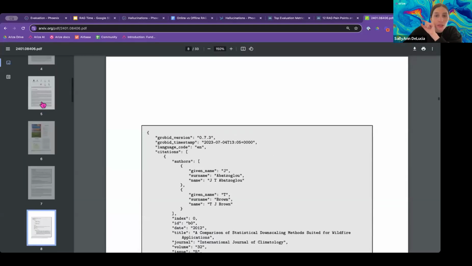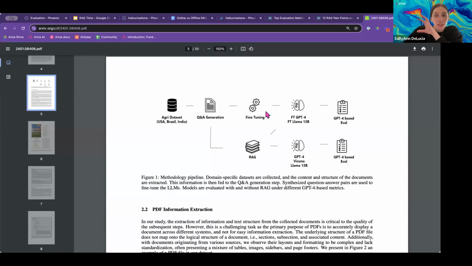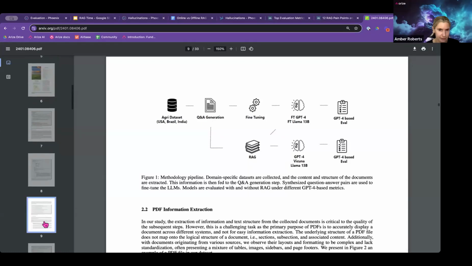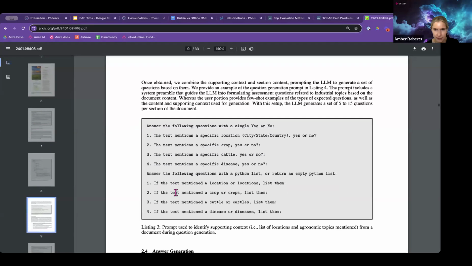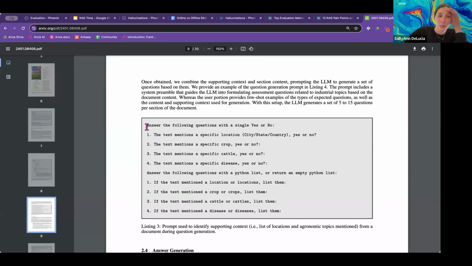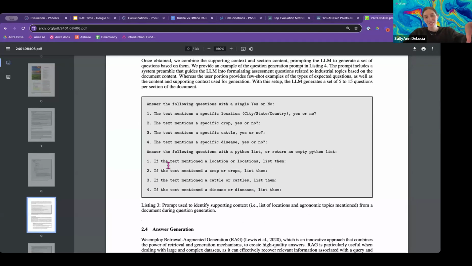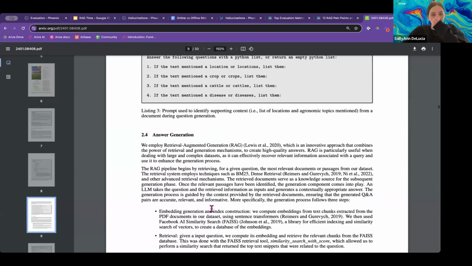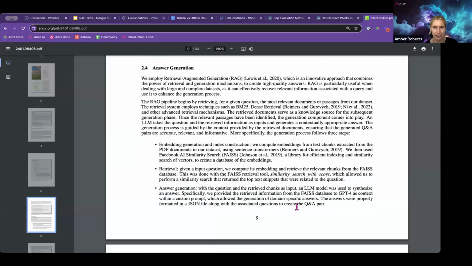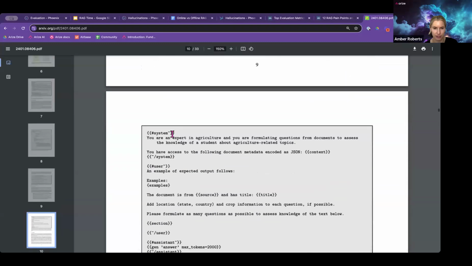So to create the question-answer pairs, they first create questions and then they create the answers with the RAG pipeline. Make sense? This is identifying the supporting context that's used during question generation. This isn't exactly what they use to generate the questions, but this is how they verified the supporting context there. And then this is their answer generation portion here.